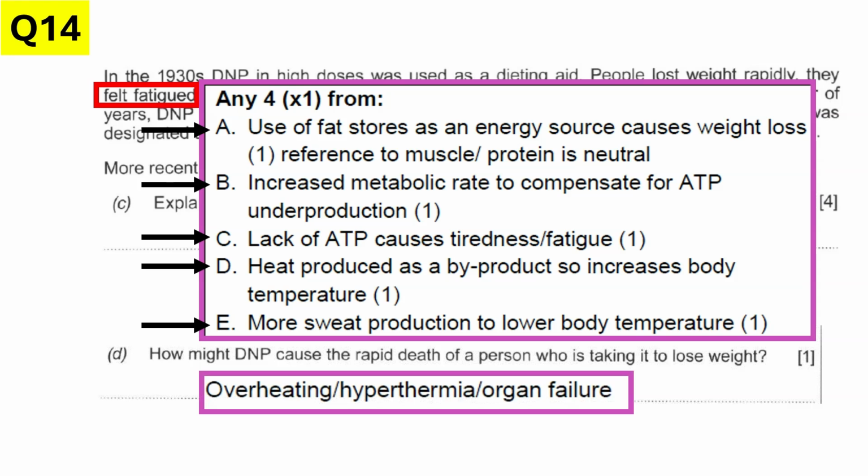And then lastly, part D says, how might DNP cause the rapid death of a person who's taking it to lose weight? So we can have the idea of overheating, denaturing of the enzymes in the cells or the tissues. We could have some reference to organ failure due to a lack of enzyme activity or a lack of ATP production. And not hypothermia, but hyperthermia is another term used for overheating.